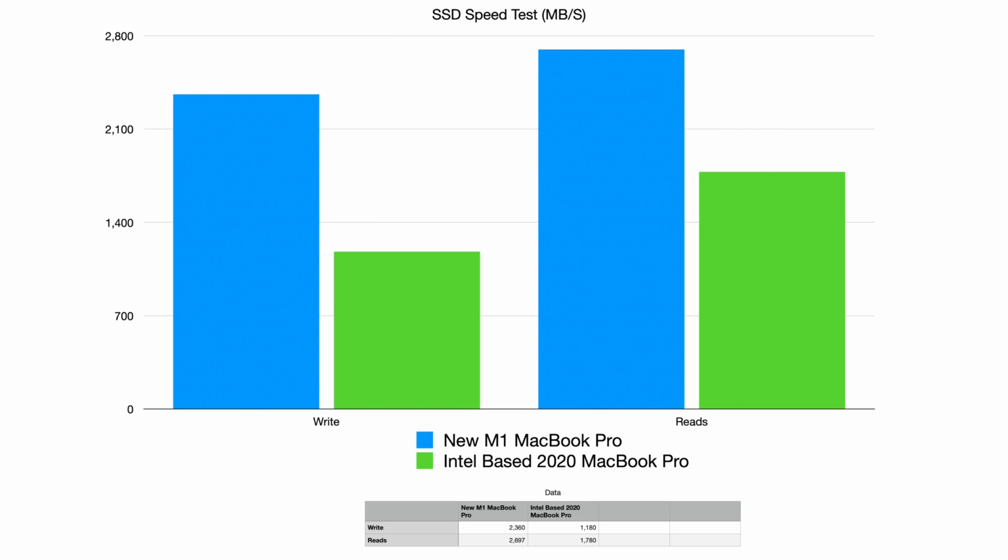All right, so let's take a look at the actual SSD speed tests in megabytes per second. The blue is the new M1 MacBook Pro, and the green lines are the Intel-based 2020 MacBook Pro 13-inch. They both have 8 gigs of RAM, like I said. So on the writes, the M1 is 2360 megabytes per second, and the Intel-based one is only 1180, so it kills it there. On the reads, the M1 is 2697, and the Intel-based is 1780 megabytes per second. So you can see the big differences here in the hard disks.